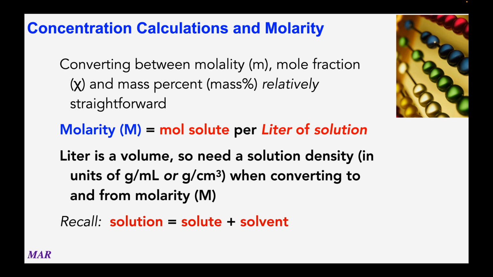So what I want to do here is show you an example of how you can go from one of the three types of units, molality, mole fraction, and/or mass percent, and turn it into molarity. Remember that a solution is solute plus solvent. So if you had 100 grams of solute and 200 grams of solvent, then the solution would have 100 plus 200, or 300 grams of solution. We'll use this kind of concept here in a little bit.